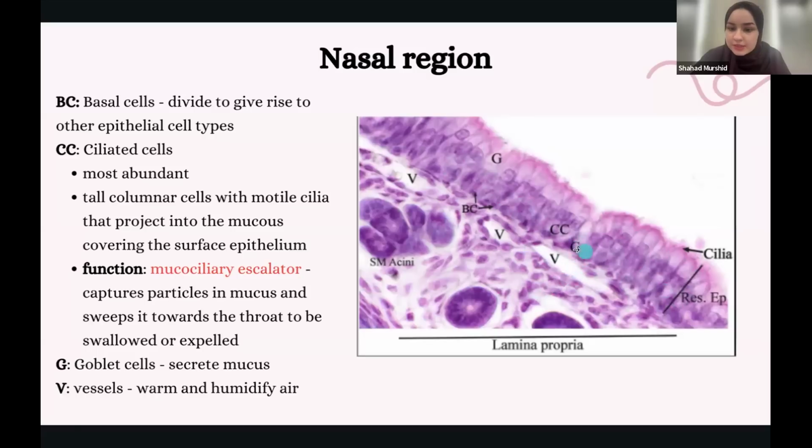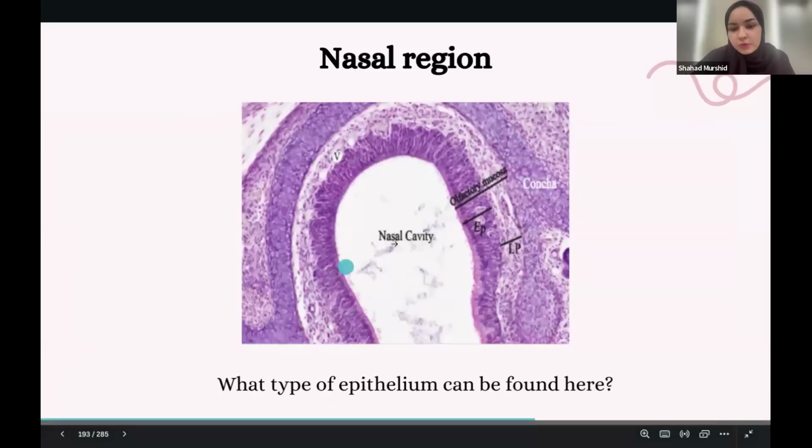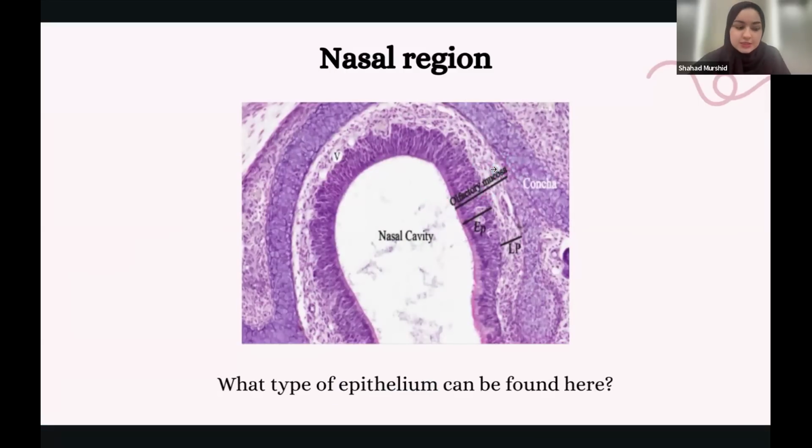And then we have the goblet cells, which secrete mucus. And you have these vessels in the lamina propria that we said are for warming and humidifying the air. And these are the seromucinous acini again that I mentioned. Next, we're going to look at this epithelium. Which type of epithelium can be found here? This is olfactory mucosa, as you can see. Does anyone know? Very similar to the one earlier. There's just one small difference.